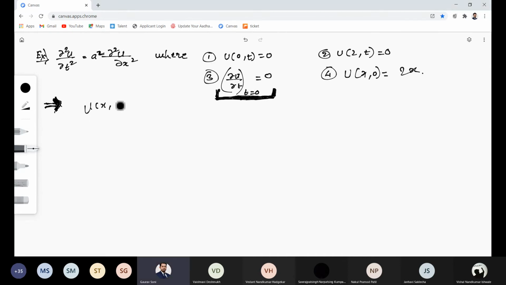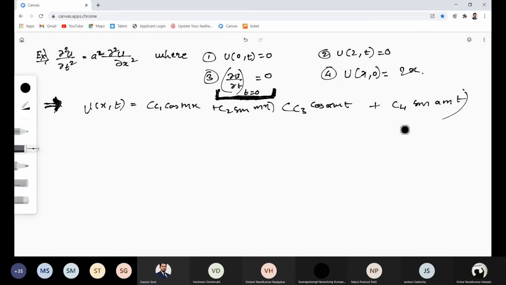So u of x comma t equal to c1 cos mx plus c2 sin mx times c3 cos amt plus c4 sin amt, which will certainly reduce to c5 sin mx cos amt.